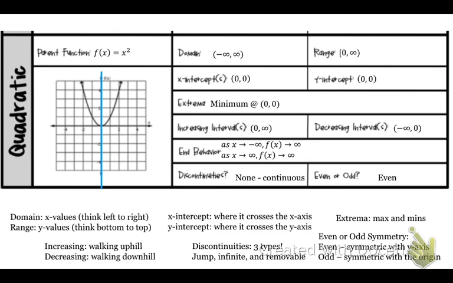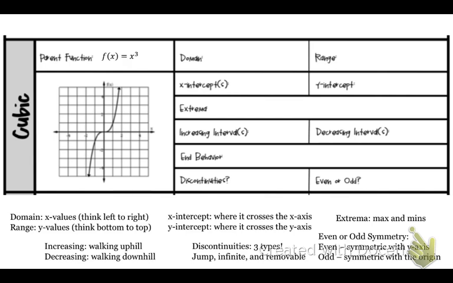Cool? This one, f of x equals x cubed, domain negative infinity to infinity, same for the range. X-intercepts and y-intercepts are both 0, 0. For the parent functions, a lot of these, the x and y-intercepts are just 0, 0.